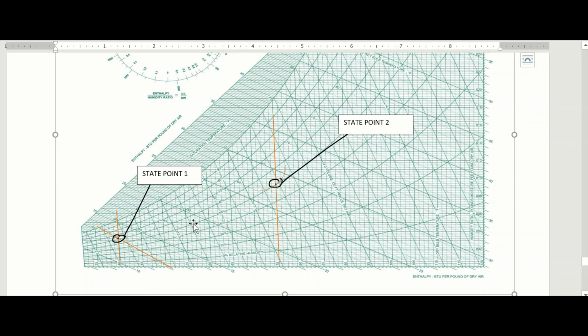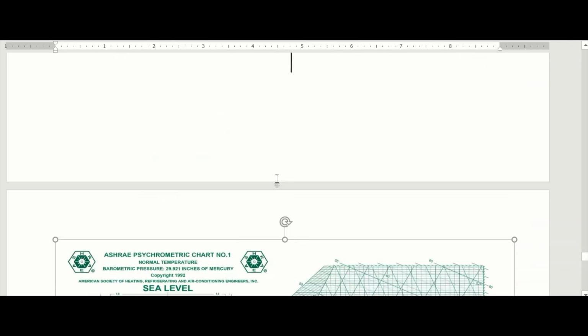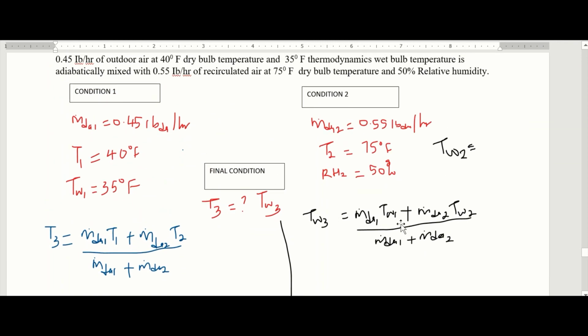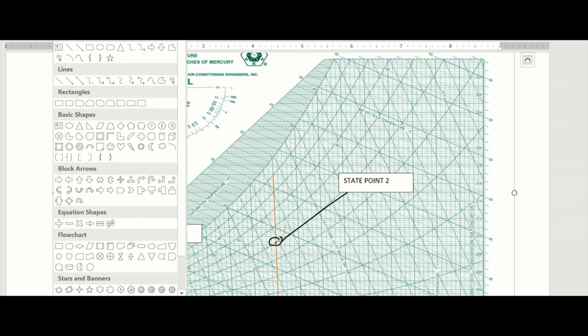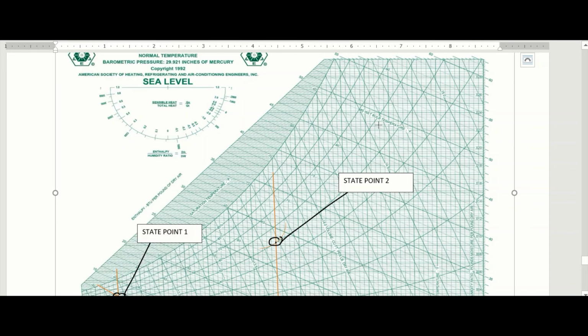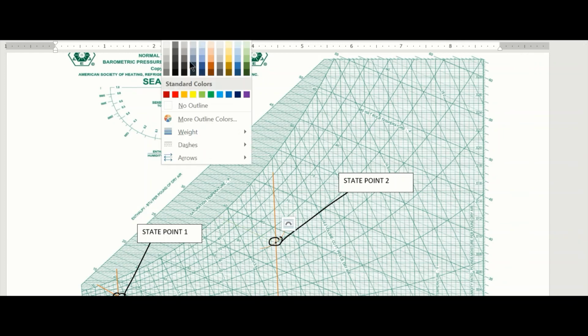Now these two air streams are going to mix adiabatically to give us our final condition, which we can work out using the equations above. So we have to find our wet bulb at state point 2 because that is the only unknown from my equation. So come back to my chart. Remember guys that the wet bulb lines are the faint diagonal lines. As you can see right here, they're the faint lines. So I will draw a parallel line to the faint lines to my curve. That line is my wet bulb line.